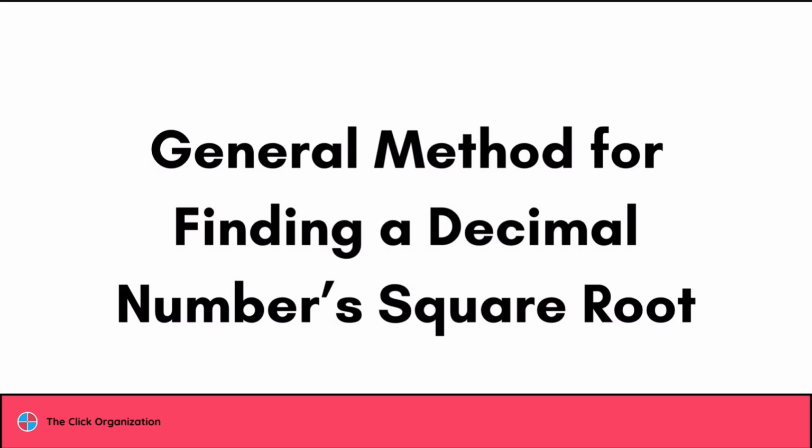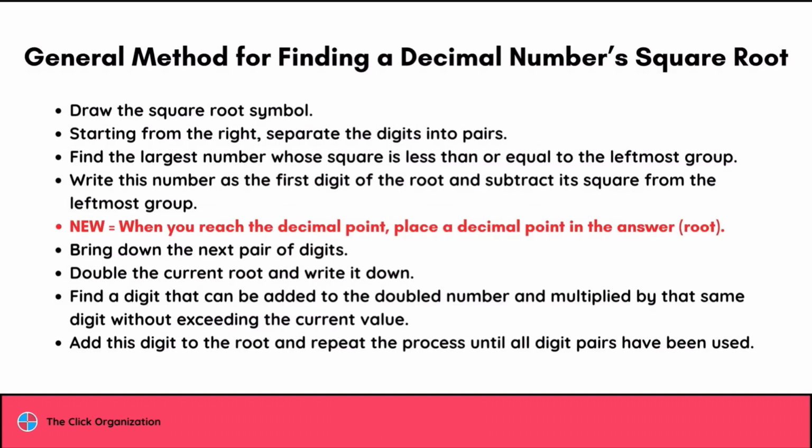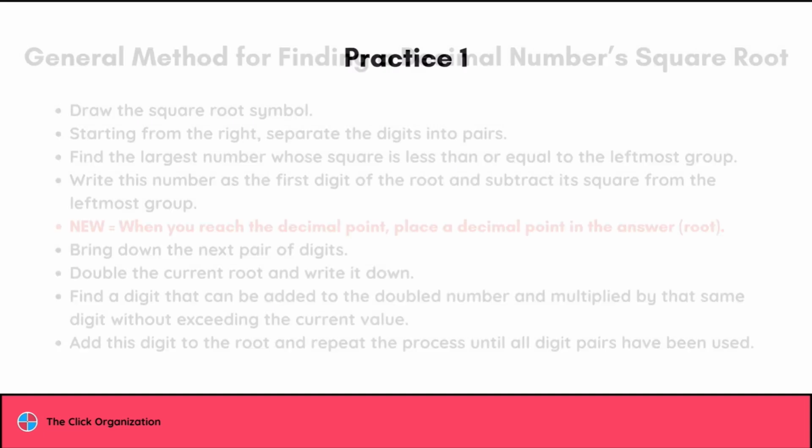Welcome to the click. Let's use the general method for finding a number's square root, but this time a decimal number's square root. Let's go. Guess what? All the steps are the same, but the only new step is that when you reach the decimal point, place the decimal point in the answer or in the root. That's it. And then we go normally. Without further ado, let's practice.